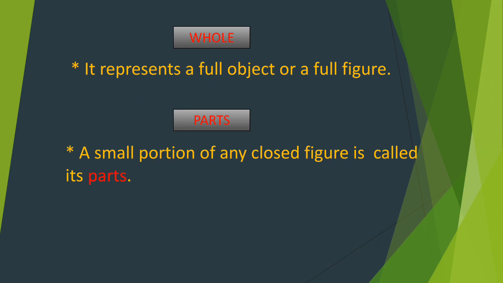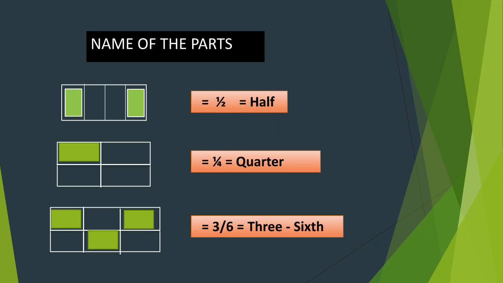Next, parts. A small portion of any closed figure is called its parts. When we are dividing or cutting a whole thing into small pieces or small portions, we call it parts. I repeat, whole is a full thing and parts are small pieces or small portions of that whole thing. Now, we are going to see some parts.